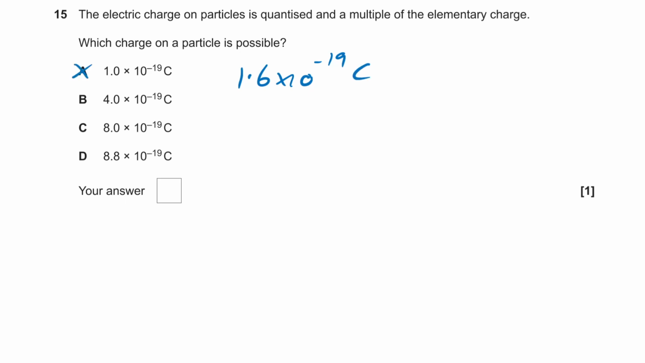So 1 times 10 to the minus 19, not a factor. 4 times 10 to the minus 19, not a factor. 8, yes it is, because 5 lots of 1.6 is 8. So therefore the charge is 5 lots of E. So C is the answer.